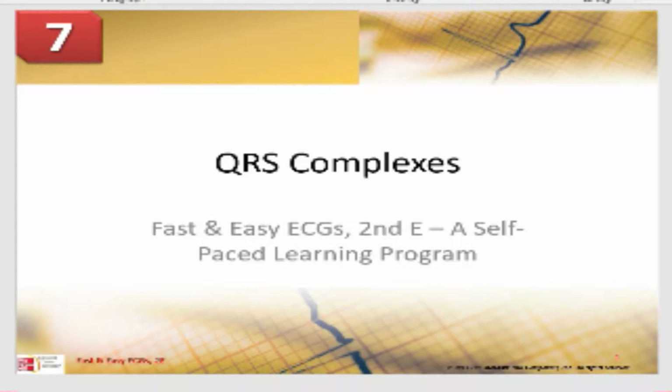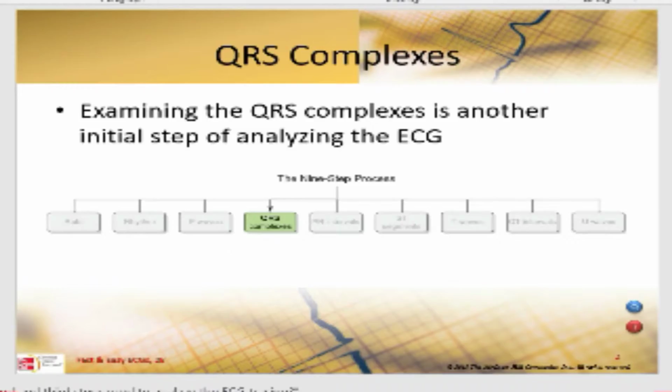Okay, this is Chapter 7 for the EKG text, and this chapter deals with the QRS complexes. So what were the first three steps that we used in evaluating an EKG? First step, we looked at heart rate. Second step, we checked to see the regularity. Third step, we assessed the P waves. And now we're going to move to the fourth step, which is evaluating the QRS complex.